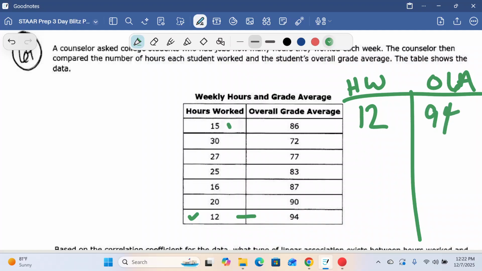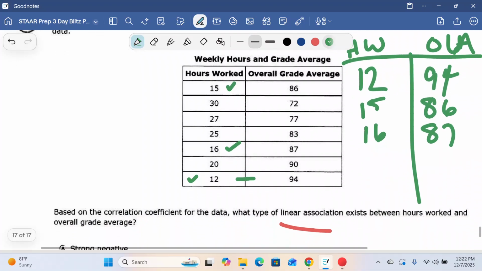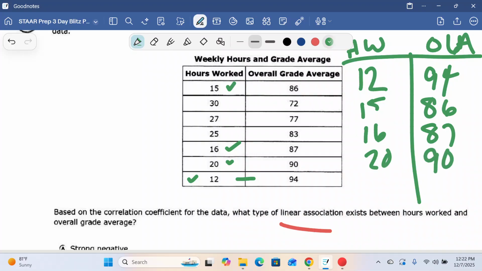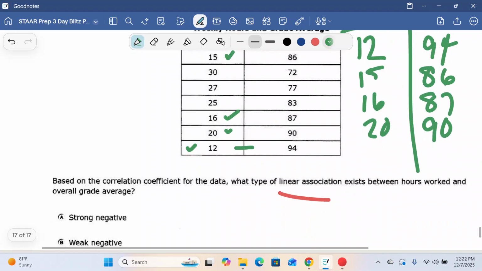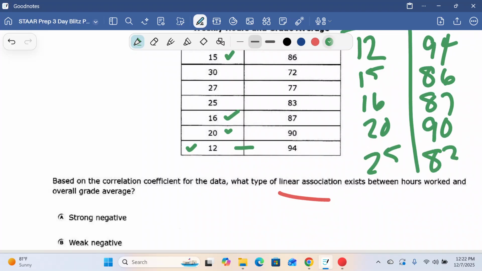Look at my next one. My next one is 15. So 15 goes with 86, so I know it's going to be negative. 16 goes with 87. It goes a little higher. And then I look at my next one, which is 20. 20 goes with 90. It goes higher. And then I look at my next one, and 25 goes with 83.